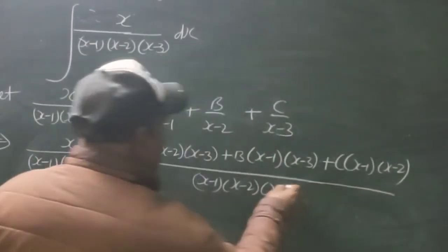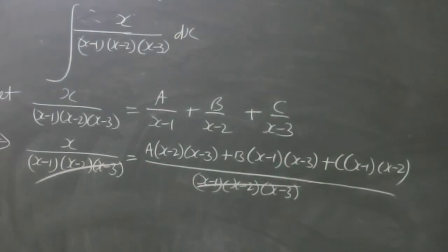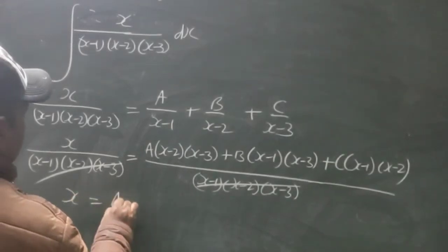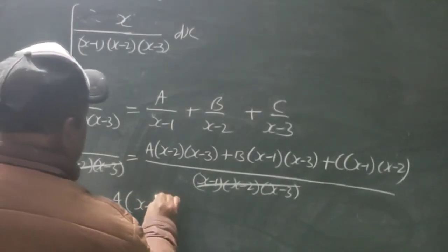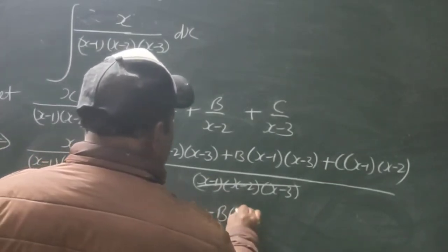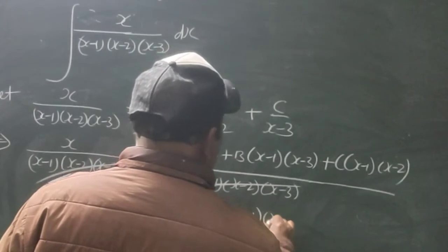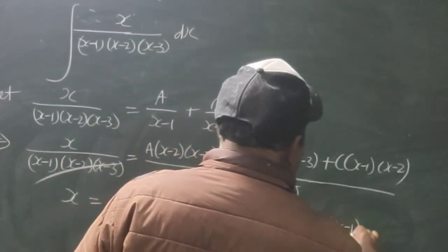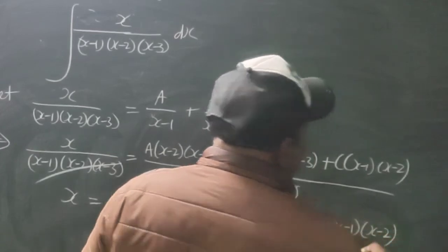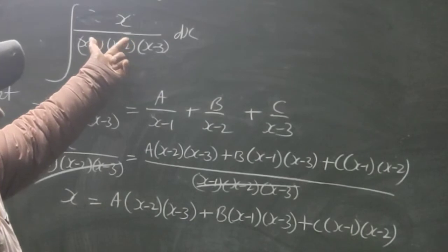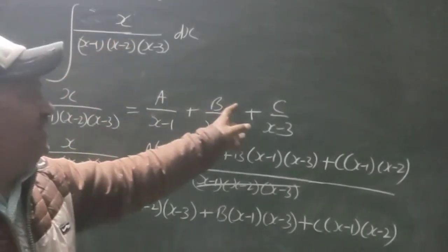After that, cutting LCM by LCM, denominator by denominator, we get x is equal to A into x minus 2 into x minus 3 plus B into x minus 1 into x minus 3 plus C into x minus 1 into x minus 2. In order to integrate this, we have to find the values of A, B and C.